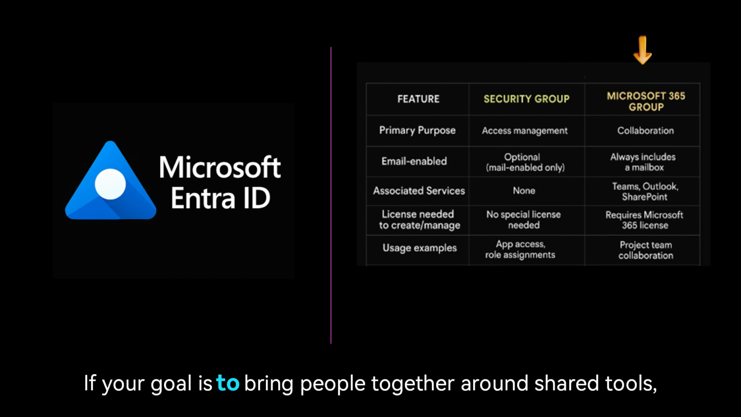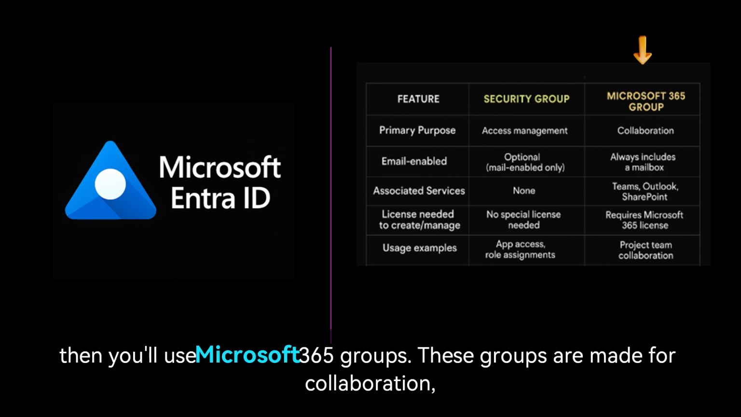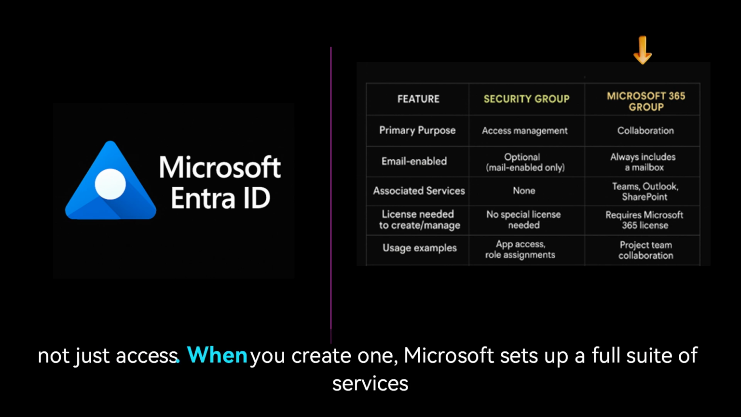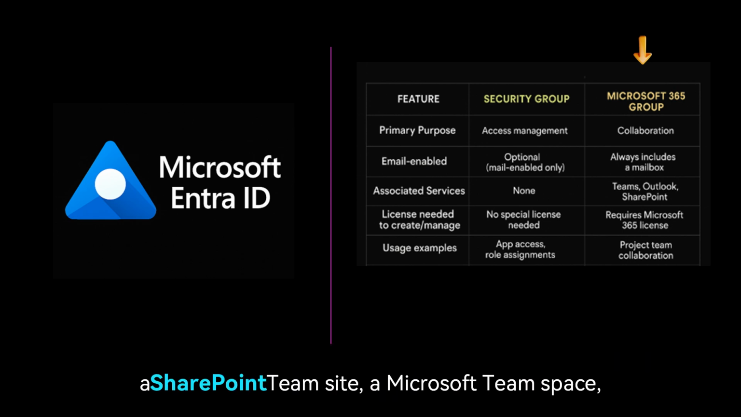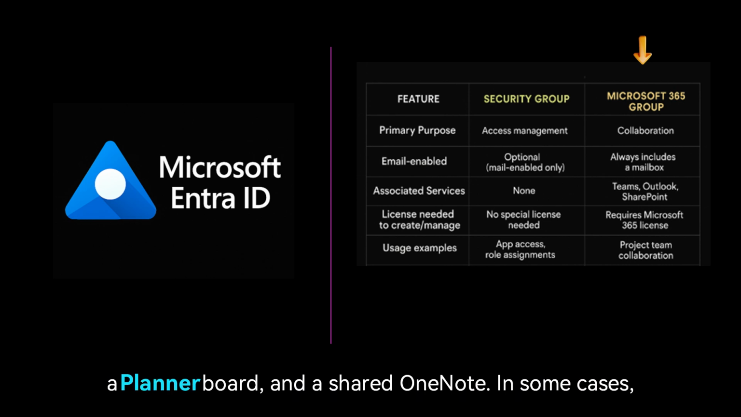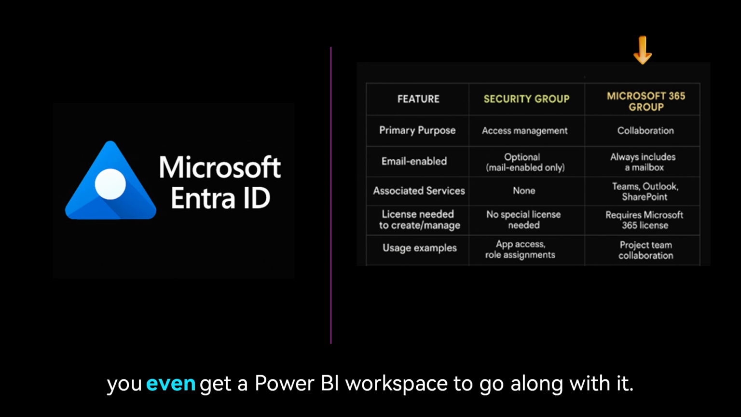If your goal is to bring people together around shared tools, then you'll use Microsoft 365 groups. These groups are made for collaboration, not just access. When you create one, Microsoft sets up a full suite of services for the team, like a shared Outlook mailbox, a SharePoint team site, a Microsoft Teams space, a planner board, and a shared OneNote. In some cases, you even get a Power BI workspace to go along with it.